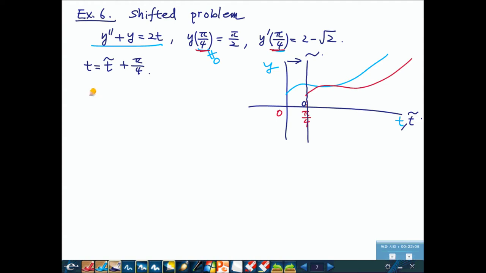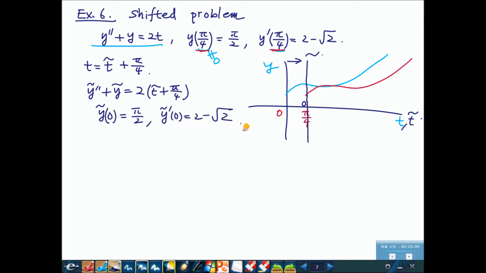So let's express that in tilde space. In tilde space, y tilde double prime plus y tilde is 2 times t tilde plus pi over 4. And you are transforming that to the tilde space. Then the initial conditions of y tilde become 0. In tilde space, naturally, the initial condition starts from 0.